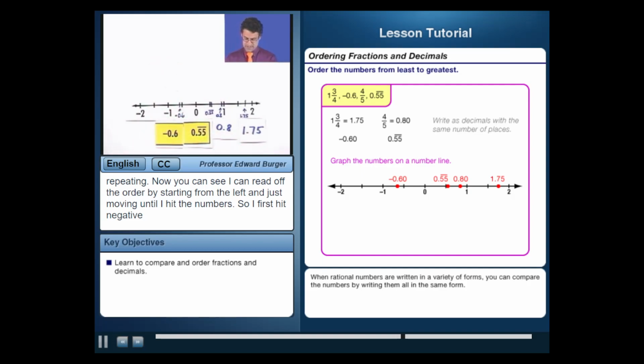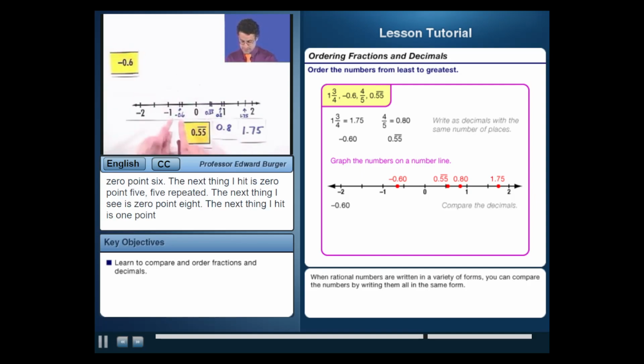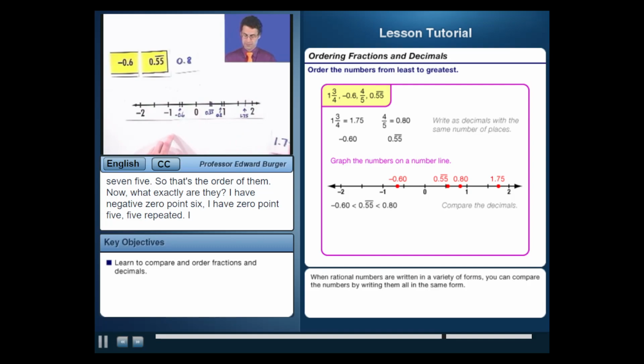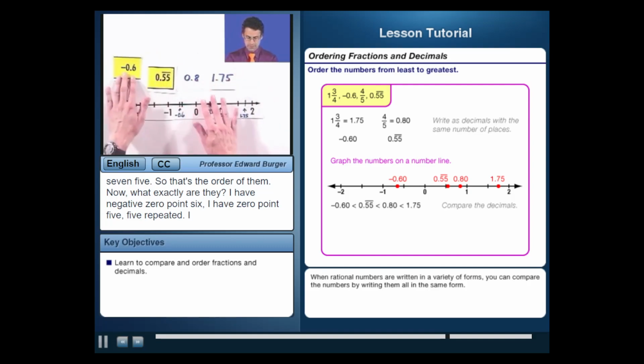And now you can see I can read off the order by starting from the left and just moving until I hit the numbers. And so I first hit negative 0.6. The next thing I hit is 0.55 repeated. The next thing I see is 0.8. And the next thing I hit is 1.75. So that's the order of them.